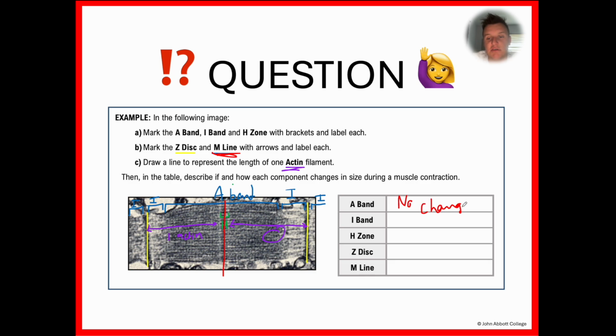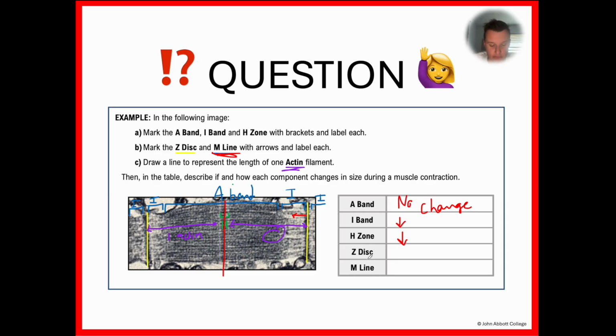No change. The I band, right over here, is only the actin thin filament. And as your Z line comes in, it gets smaller and smaller because there's more overlap. So the I band actually will decrease in size. The H zone here, which is only myosin, remember the actin comes over and starts taking over the H band and making it smaller and smaller, so that would decrease.